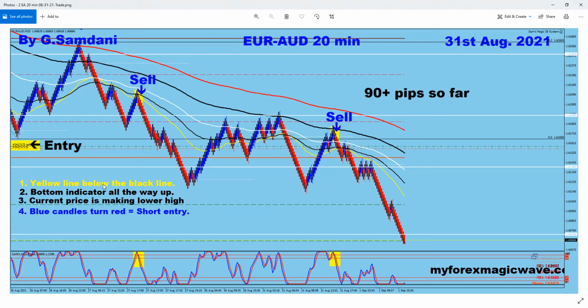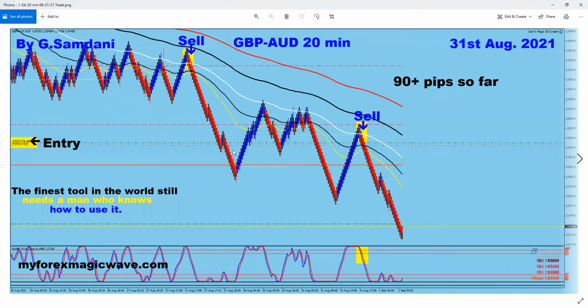These three conditions have to be met first, and then the candle changes color and this indicator starts to go down. I open the trade here and put the SL here. SL is always 25 pips. If I'm wrong, I lose 25. If I make it, this is how I make it. And you can see every single entry is like that. Yellow is below the black, this indicator is all the way up, price is making a lower high and the blue candle turns red. I open the trade, sell order here. SL moved to break even, 90 pips all the way.